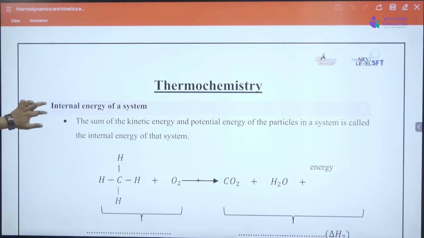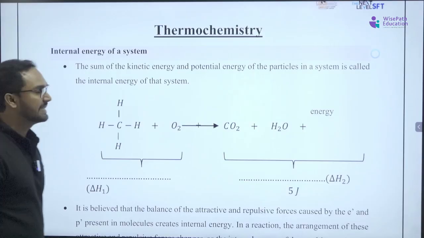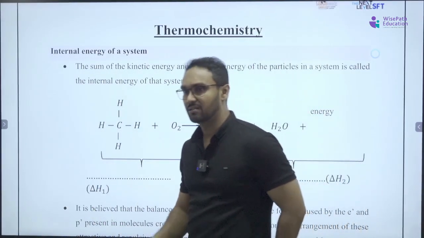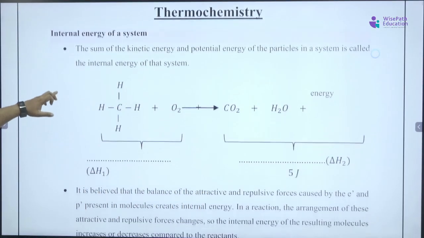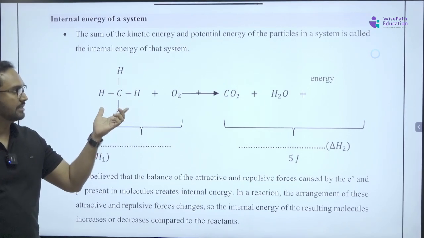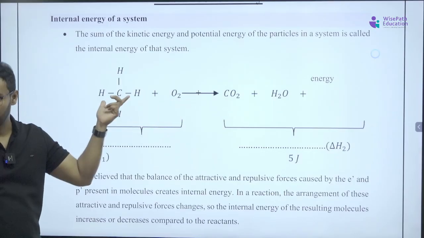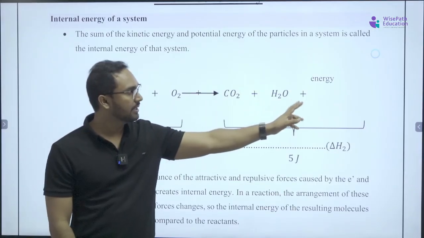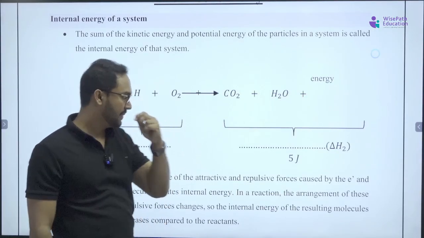The sum of the kinetic energy and the potential energy of the particles in a system is called the internal energy of the system. That means the attractive and repulsive forces of electrons and protons, right? And let's say this is one of the reactions, a combustion reaction of methane and oxygen. Methane is the biogas, which reacts with oxygen to produce carbon dioxide and H2O, plus energy is released, right?